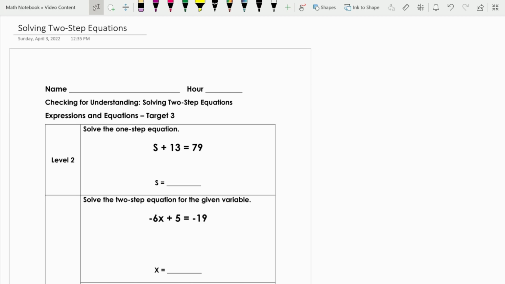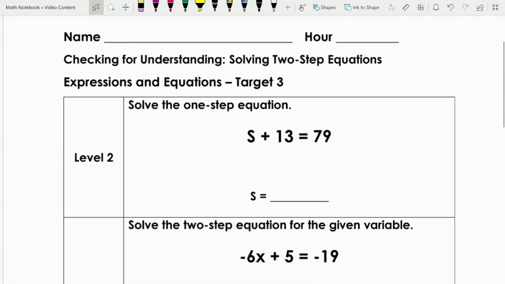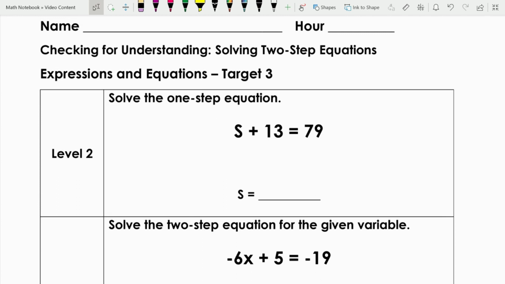Okay, this is a video explanation of how to solve two-step equations. So we're going to start with our first question, which is a level 2, and it's just explaining how to solve one step. So one step means that there's just one step to solve for our variable. So you'll see that we have a plus 13. And remember, when we're trying to solve, we have to undo, or do the opposite of that operation.